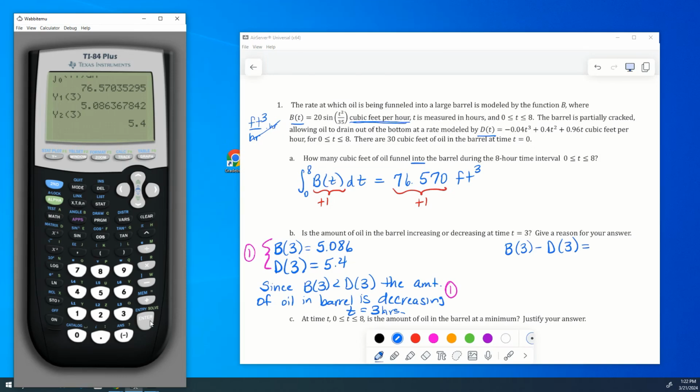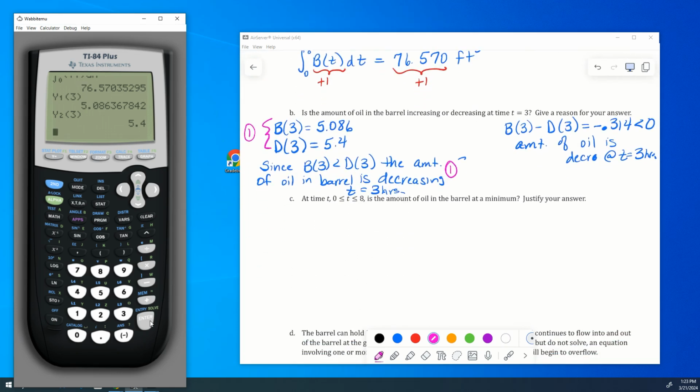B of 3 minus D of 3, and it was a negative number. You could have just found that, Y1 of 3 minus Y2 of 3, it's negative, which is less than 0, which means, since the rate there is negative, the amount of oil is decreasing. So again, it's the rate coming in versus the rate going out and seeing if that is positive or negative. Okay, very good, very good.